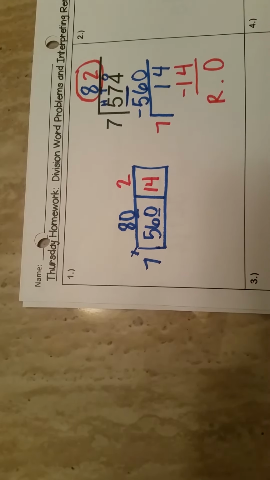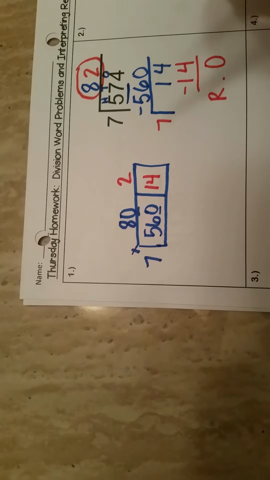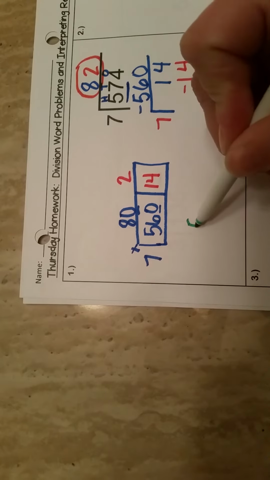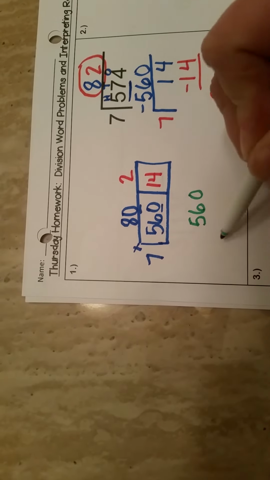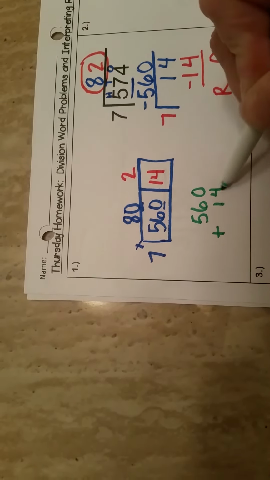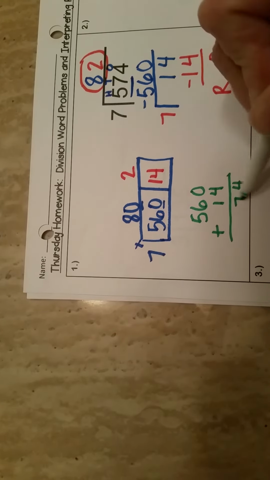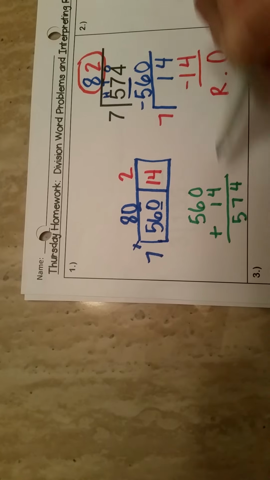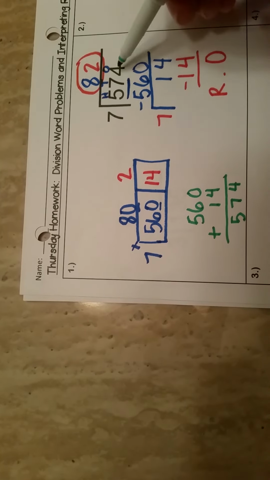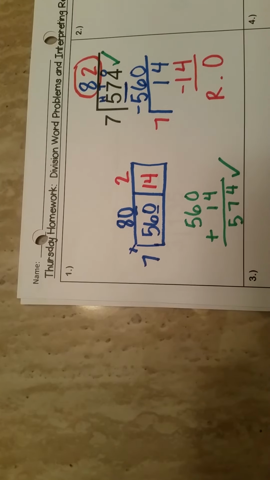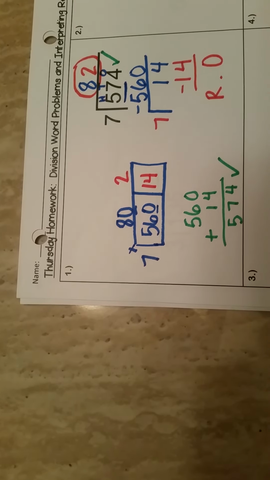Now you'll also remember from class that you have to check your work by adding up everything in the box. So we have 560 plus 14. 0 plus 4 is 4, 6 plus 1 is 7, and then bring down your 5. And you're going to see if that's the same answer as the dividend that you started with, and it is, so we've checked both of those to make sure they're the exact same.